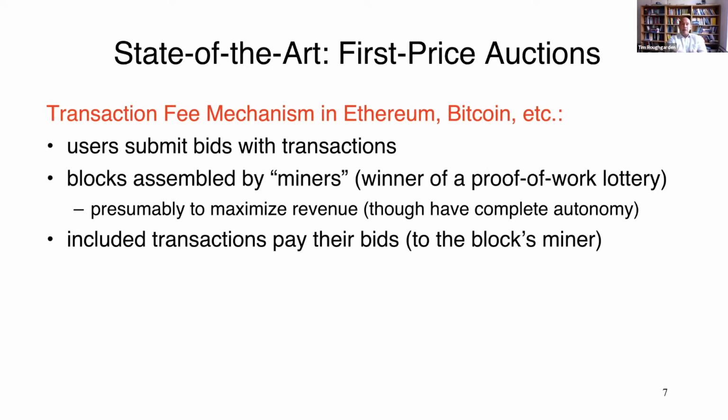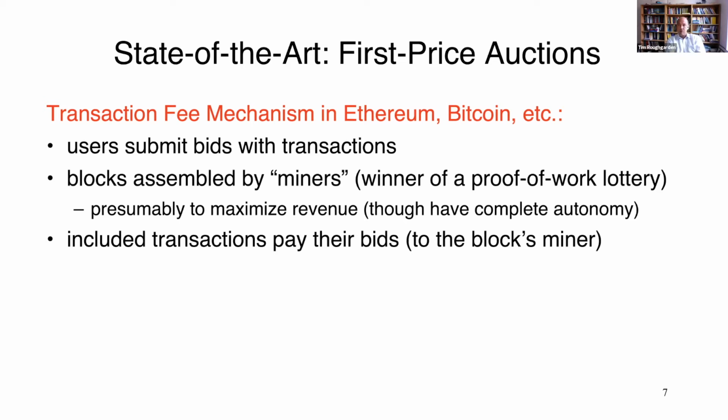So how does it work right now in Bitcoin, Ethereum, and many other blockchains? It's what people tend to call a first price auction, which means basically you pay what you bid. When you submit a transaction to the Ethereum network, I'll use Ethereum as the running example, the user, or more likely a wallet on behalf of the user, attaches to that transaction a bid, an offer to pay a certain amount in Ether for that transaction to be included.